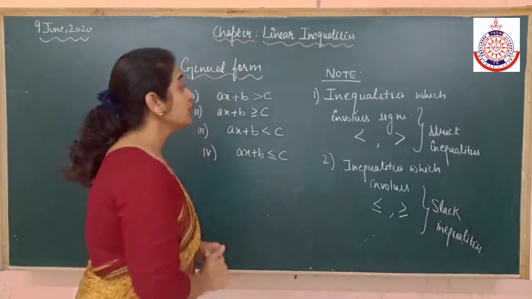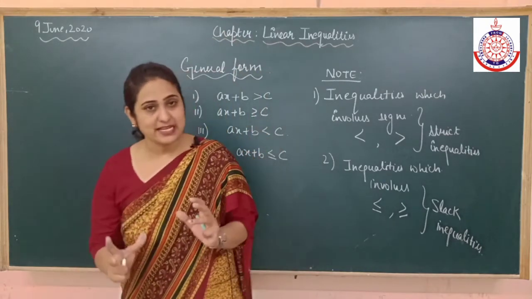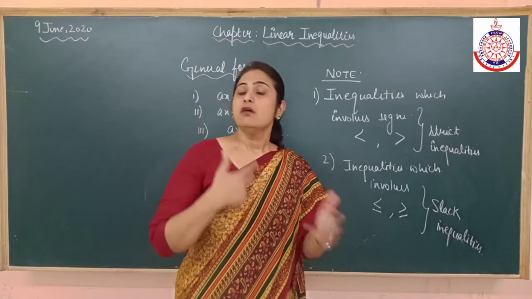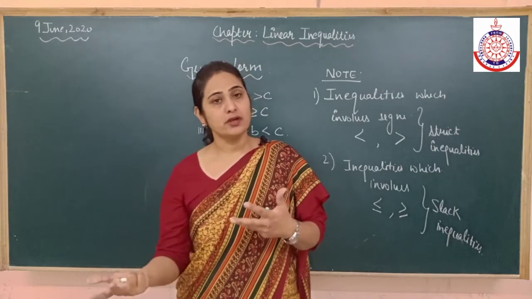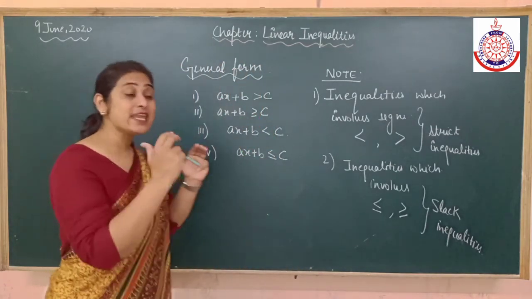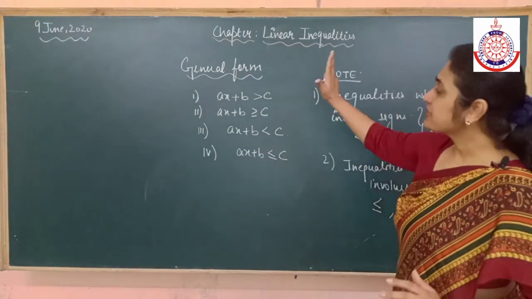Children, one thing: these symbols are not new to you. You have been doing them from your junior classes. For numbers, you have already done it. 4 is less than 5, that you know. 5 is greater than 4, that you know. Now we are doing it as inequations where variables are involved. I hope it's clear up to here.